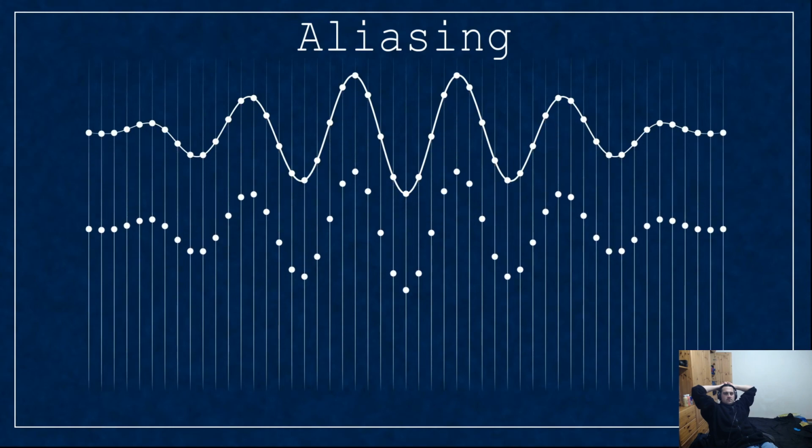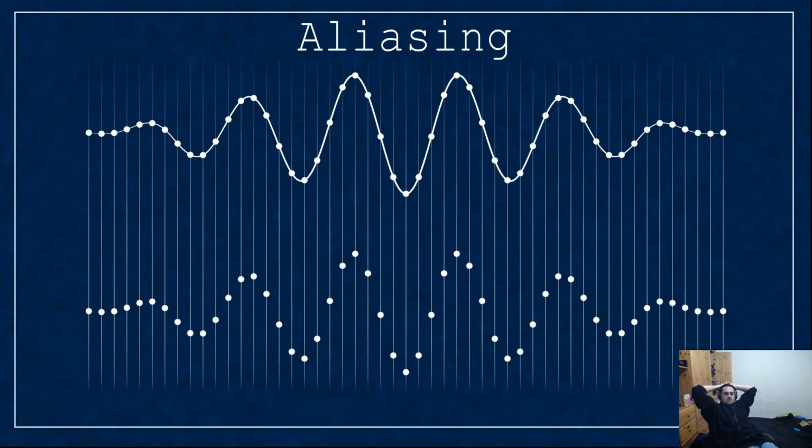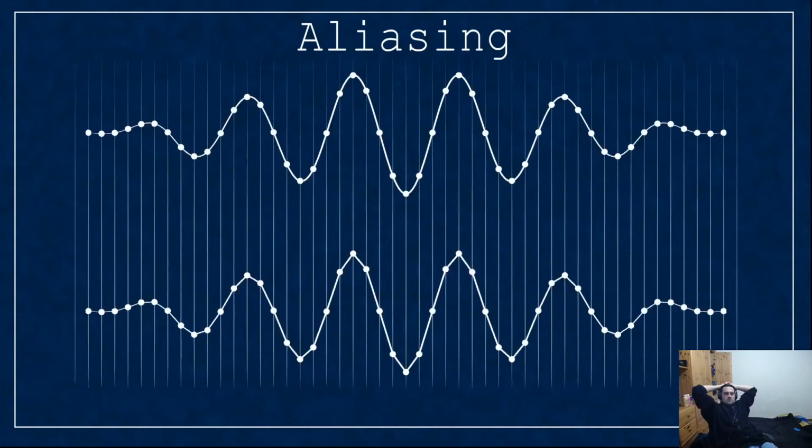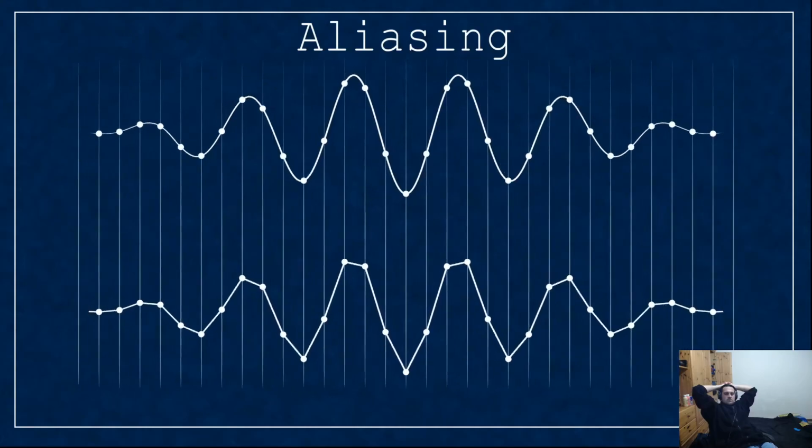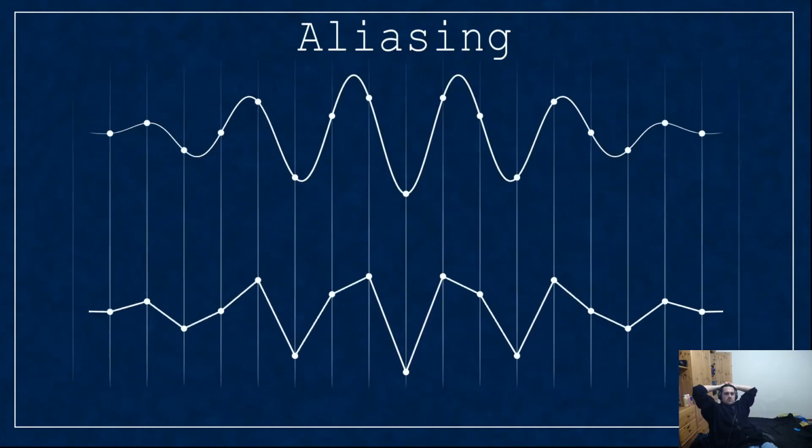These samples, however, are just data points. You need a way to reconstruct the signal. The simplest way is to connect the dots. Now watch what happens when I stretch out the samples, reducing the sample rate. In graphics, this would be zooming out.